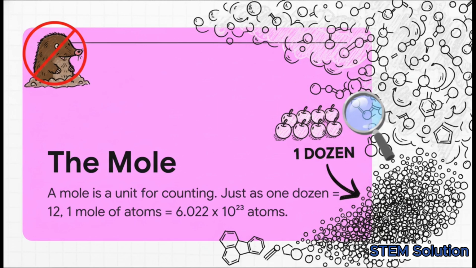We are not talking about the little furry animal that digs up your garden. In chemistry, a mole is just a unit for counting. It's a lot like how we use the word dozen to mean 12 of something. A mole just refers to a specific number of atoms or molecules. The only real difference is that this particular number is, well, unimaginably huge.